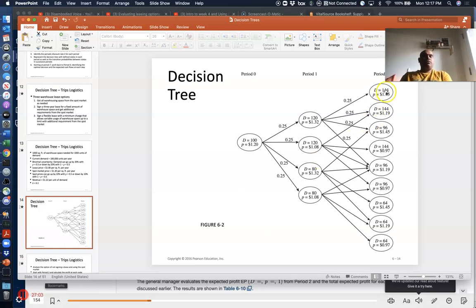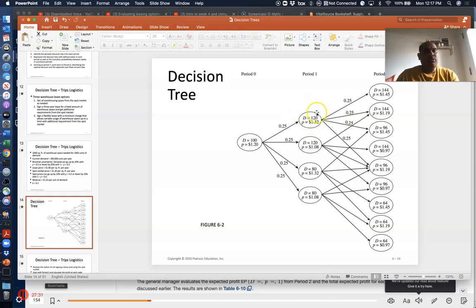The first thing that you're going to do is, if this is a scenario, if demand is 144,000 and the spot market price is $1.45, what is the total profit we expect to make for this particular scenario? We're going to calculate that. We'll calculate this profit for this scenario, then the profit for this scenario. We'll calculate the profit for all of these 9 scenarios. And then we're going to calculate the net profit for this scenario.